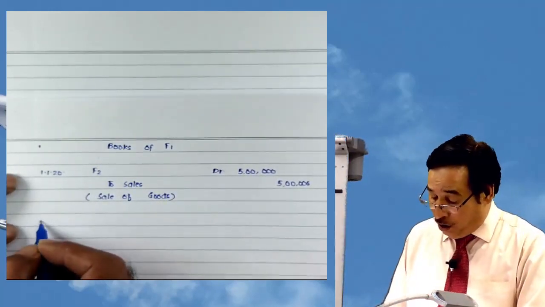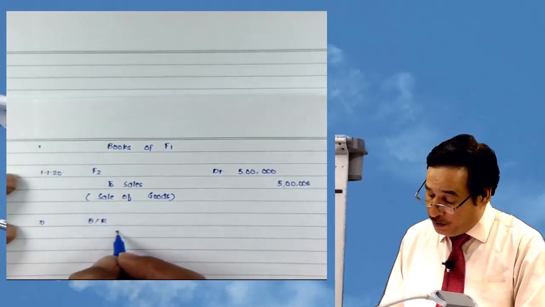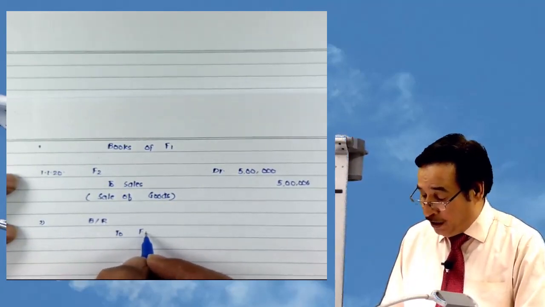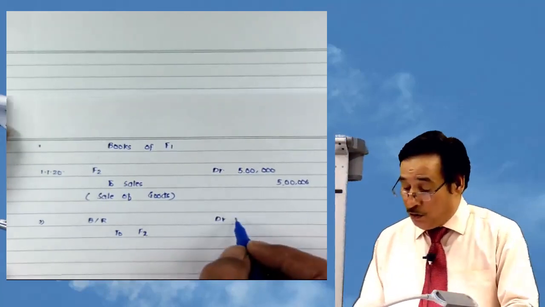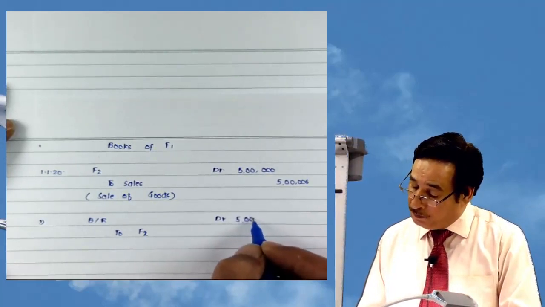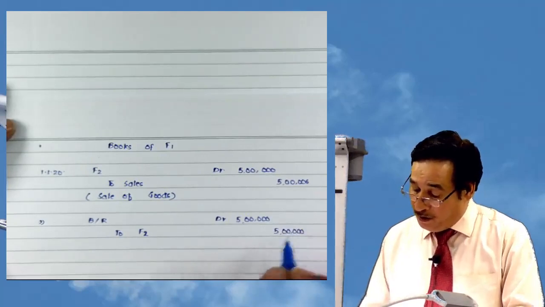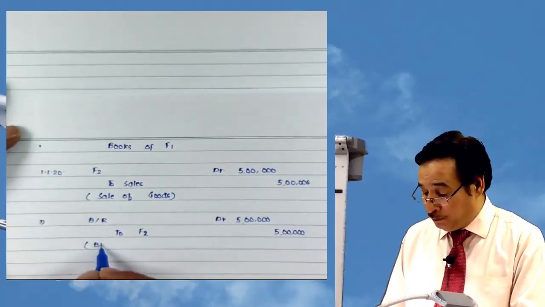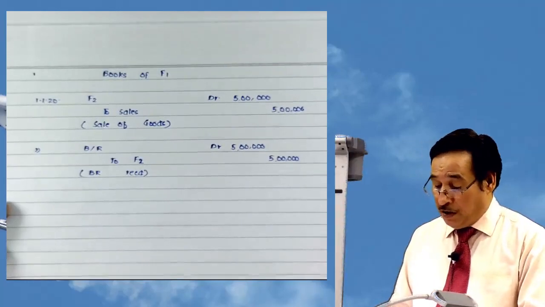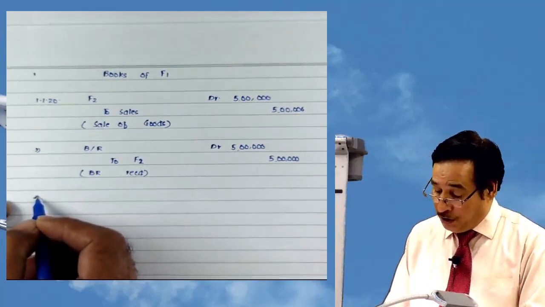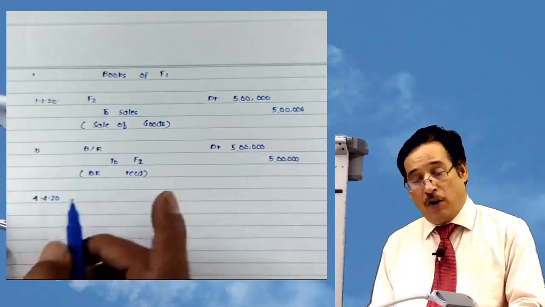This entry is for sale of goods. Correct? On this date, we draw a bill which is accepted and returned back to us. BR account debit to F2 account. So 5 lakh worth of bill has been accepted. Accepted means he has signed and returned back to us. So BR received. Now we will reach the maturity date, that is 4th of April 2020. On this date, bill is not honored.